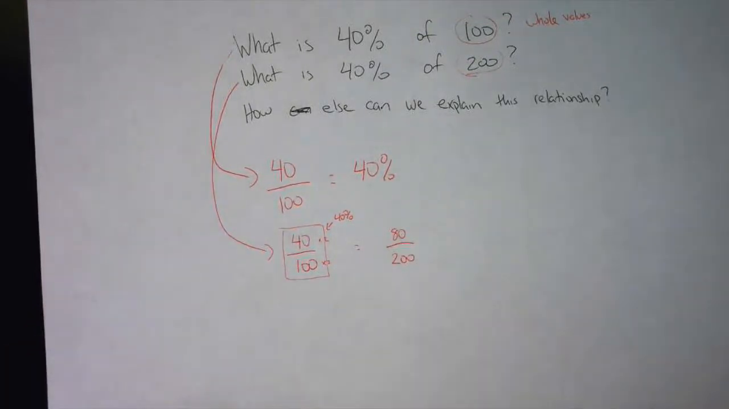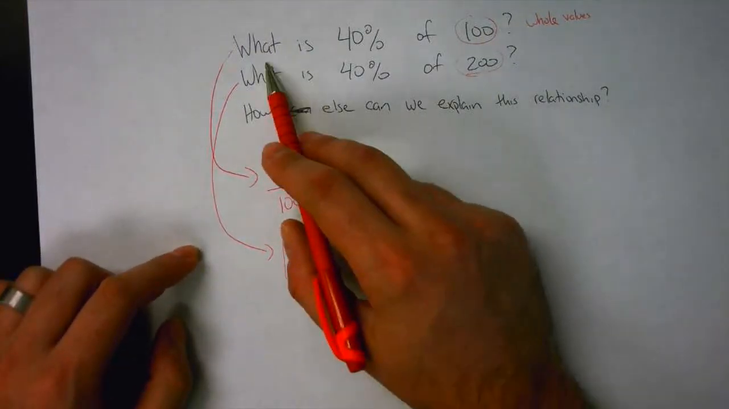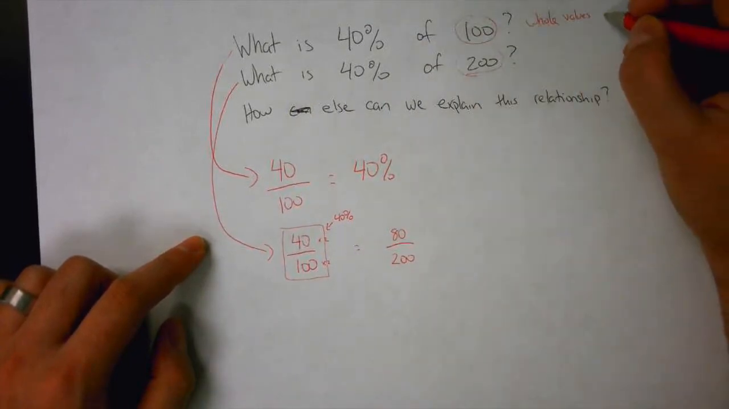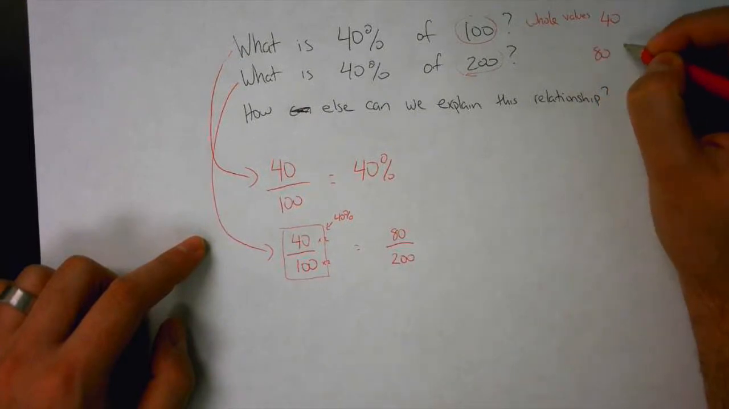Is my answer 80 or is my answer 80%? 80. Who says the answer is 80%? Who says the answer is 80? Well, the correct answer is 80 because it's already 40%. We already mentioned the percent. So in the first one, what is 40% of 100? It's 40. In the second one, it's 80.